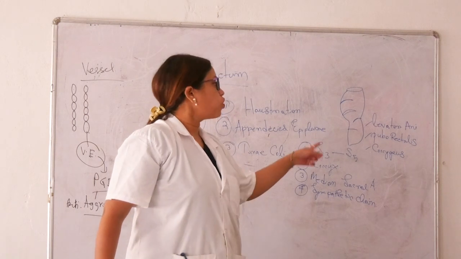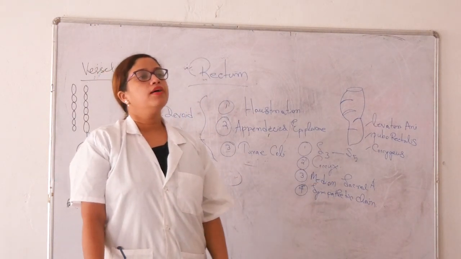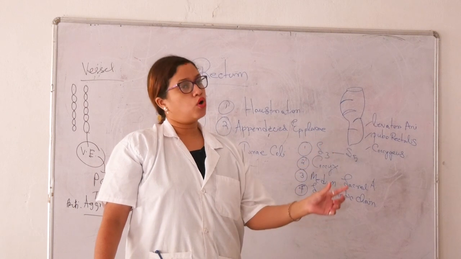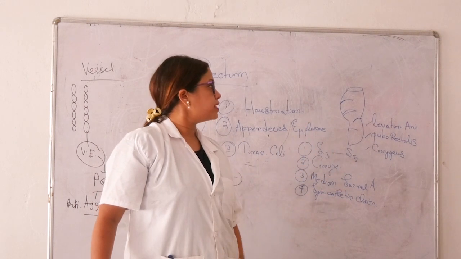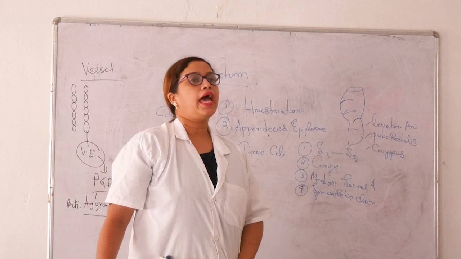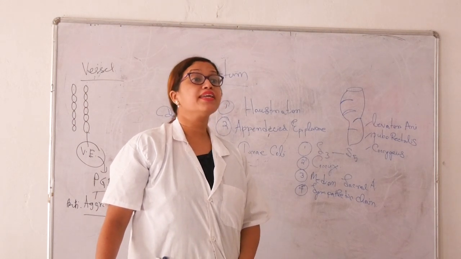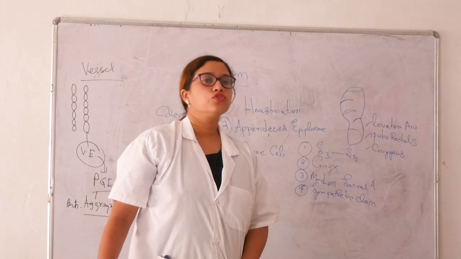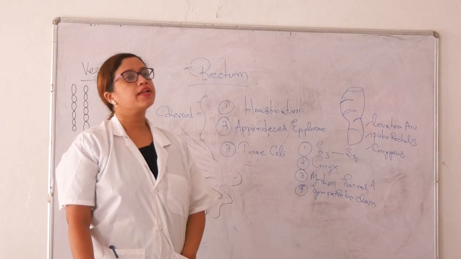So see, coccygeus is present where? Just beside the bone coccyx. But these two muscles, levator ani and puborectalis, are making the sphincter. So in the rectum, how many sphincters are there?